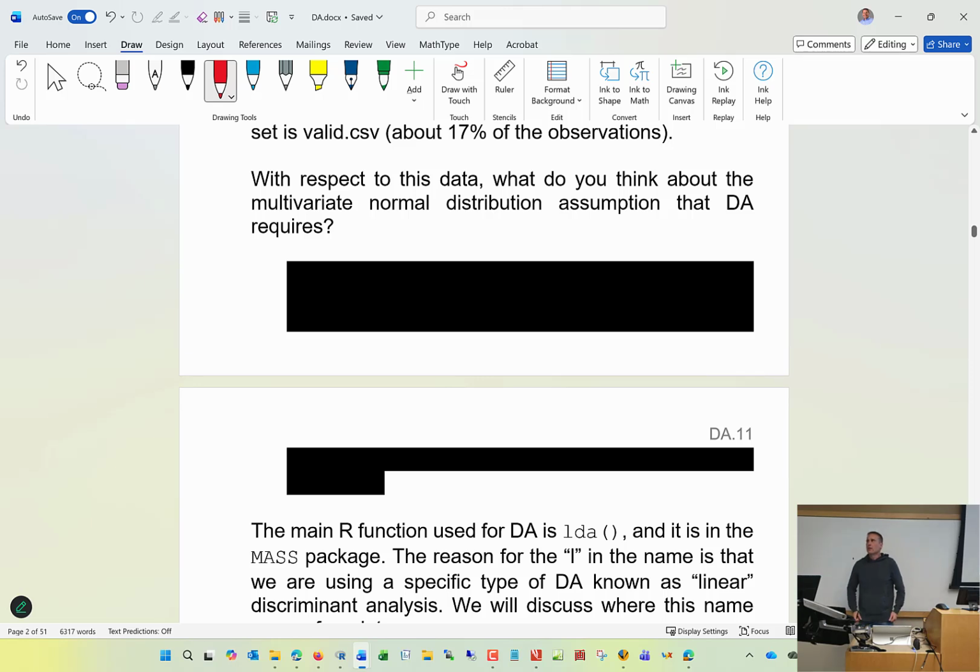Now with the method that I've introduced, it relies on a multivariate normal distribution assumption. Do you think we have data that comes from a multivariate normal distribution here?